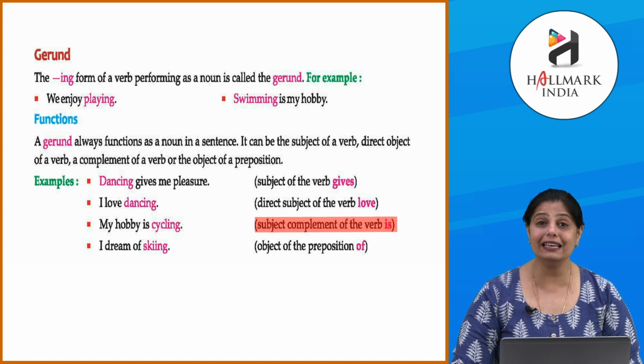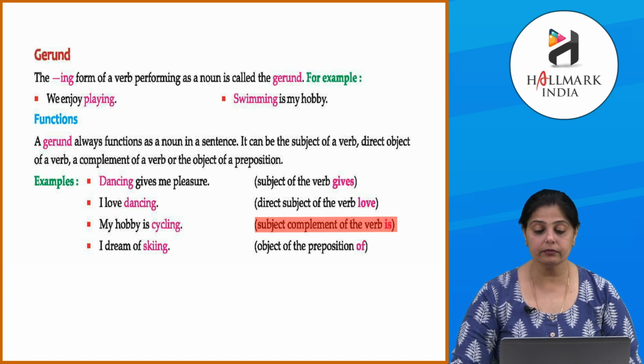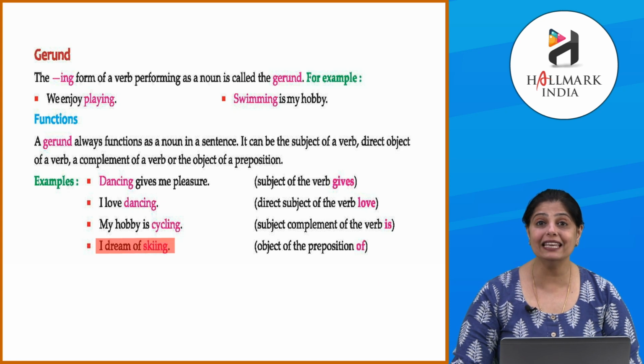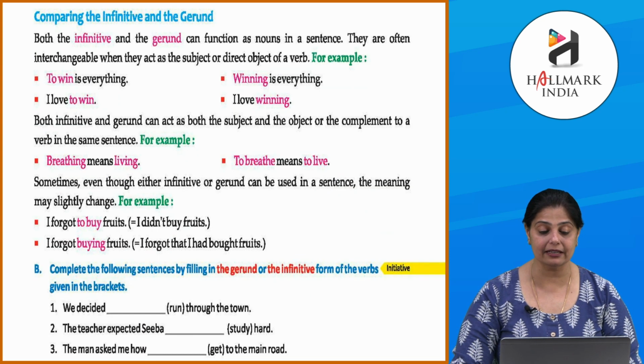I dream of skiing. Object of the preposition of. Of is a preposition. Okay. और उसका object हो जाता है skiing.